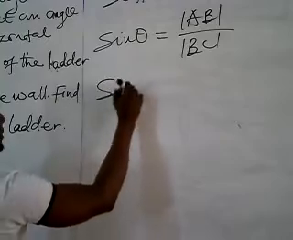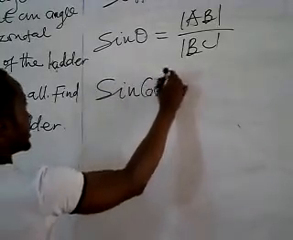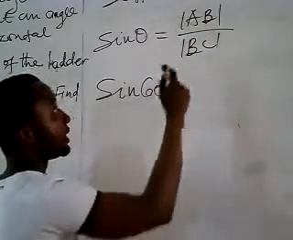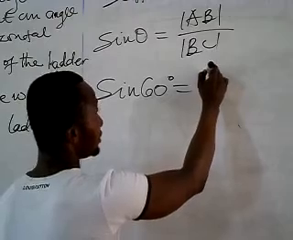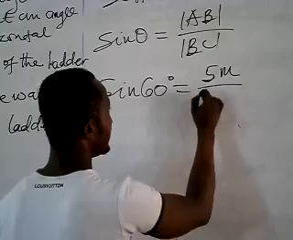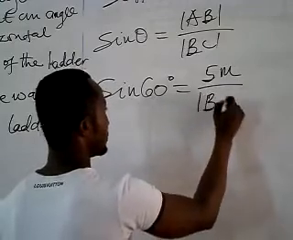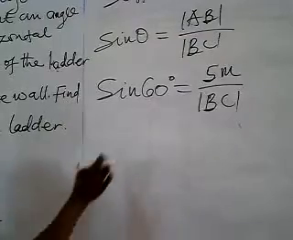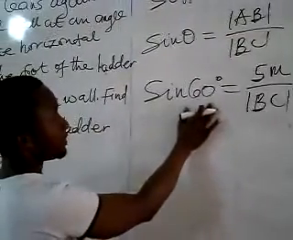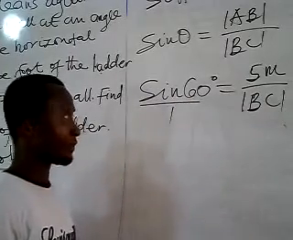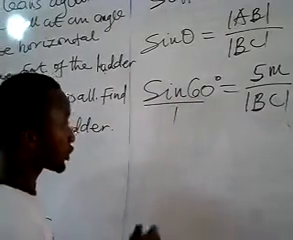So we have sine 60 degrees equal to, AB was given as 5 meters. So in place of line AB, you substitute it with 5 meters over line BC, which was not given, and that is the one we are looking for now. Now here, we assume that sine 60 degrees is over 1. So what you can do is to do cross multiplication.